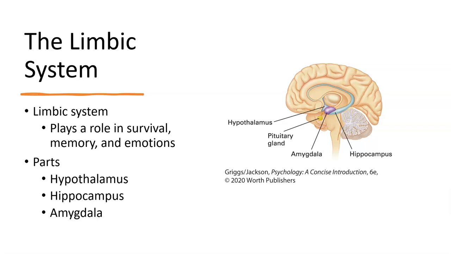So as kids grow, ideally, the cortex starts to put some thinking on top of that, interpreting situations more appropriately, slowing down the emotional responding, and so on.